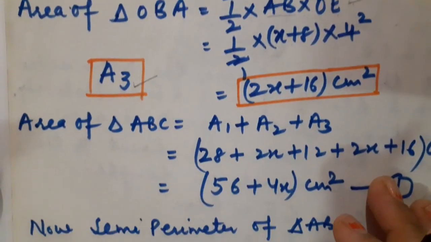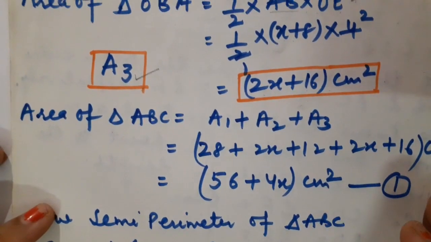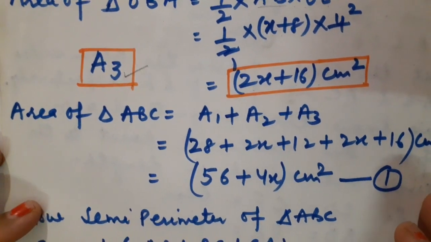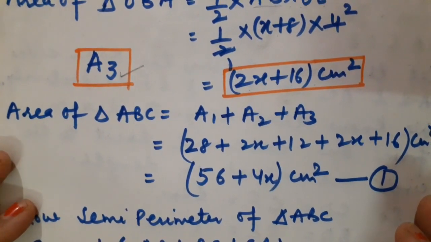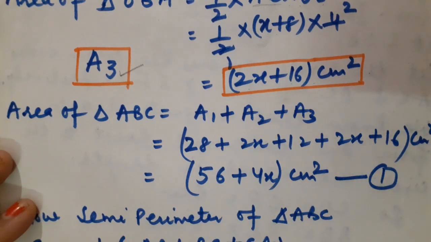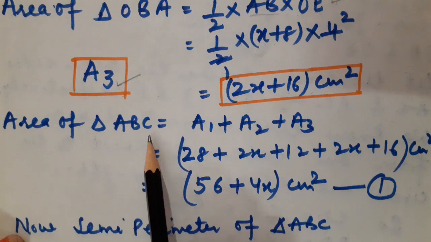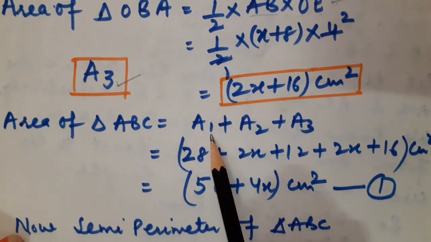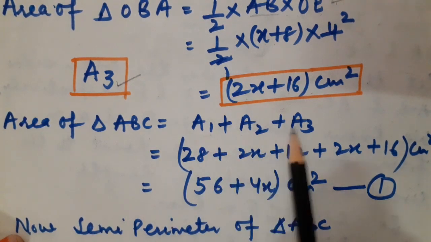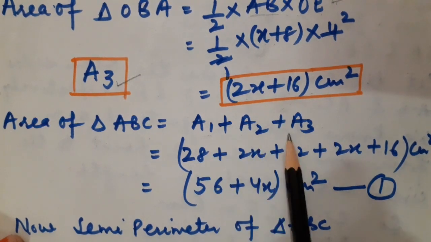As I told you, if I want the area of the complete triangle, then I can add the areas of these three right angle triangles. Fine children? So area of complete triangle ABC must be equal to area number 1 plus area number 2 plus area number 3, that is A1 plus A2 plus A3.